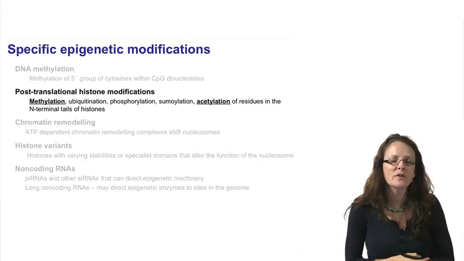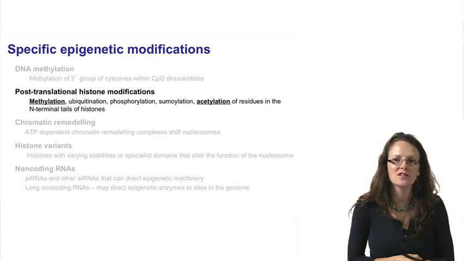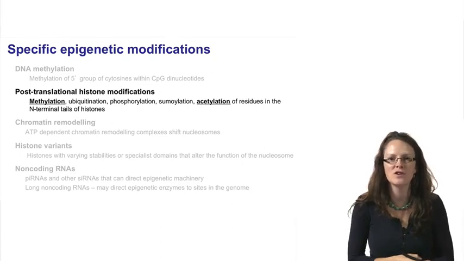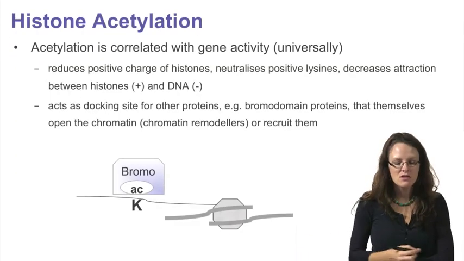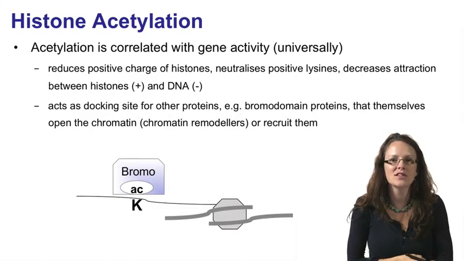Okay, so now we're going to go into more specific detail about histone methylation and histone acetylation and the consequences it has on expression and how these different histone marks are actually read by the cell. So histone acetylation is universally associated with gene activity, so an active gene that's being transcribed.